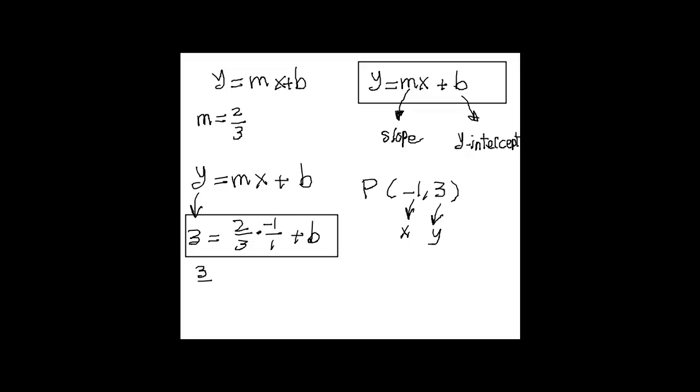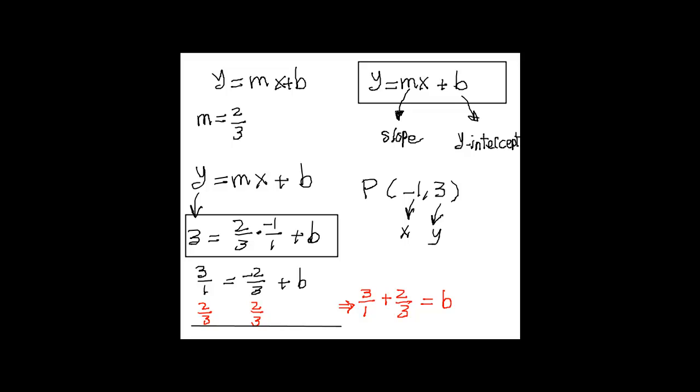Here I have 3/1 = -2/3 + b. How do you solve for b? You have to add 2/3 to both sides of the equation. If I add 2/3 to both sides of the equation, what do I get? On the left-hand side, I get 3/1 plus 2/3 is equal to b.